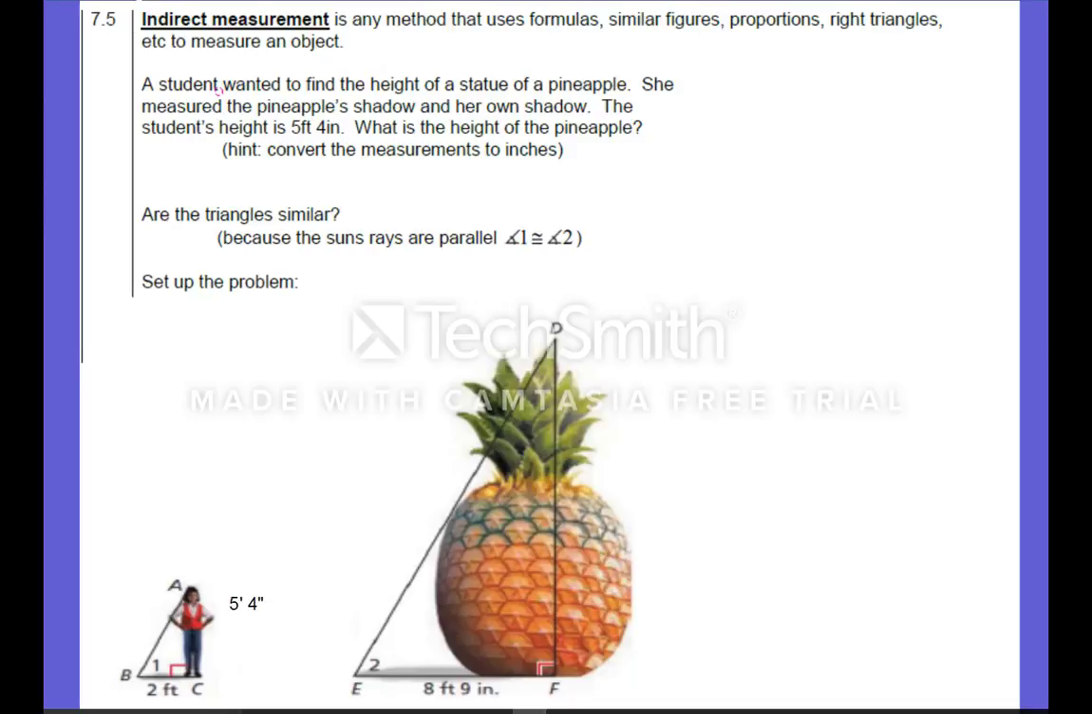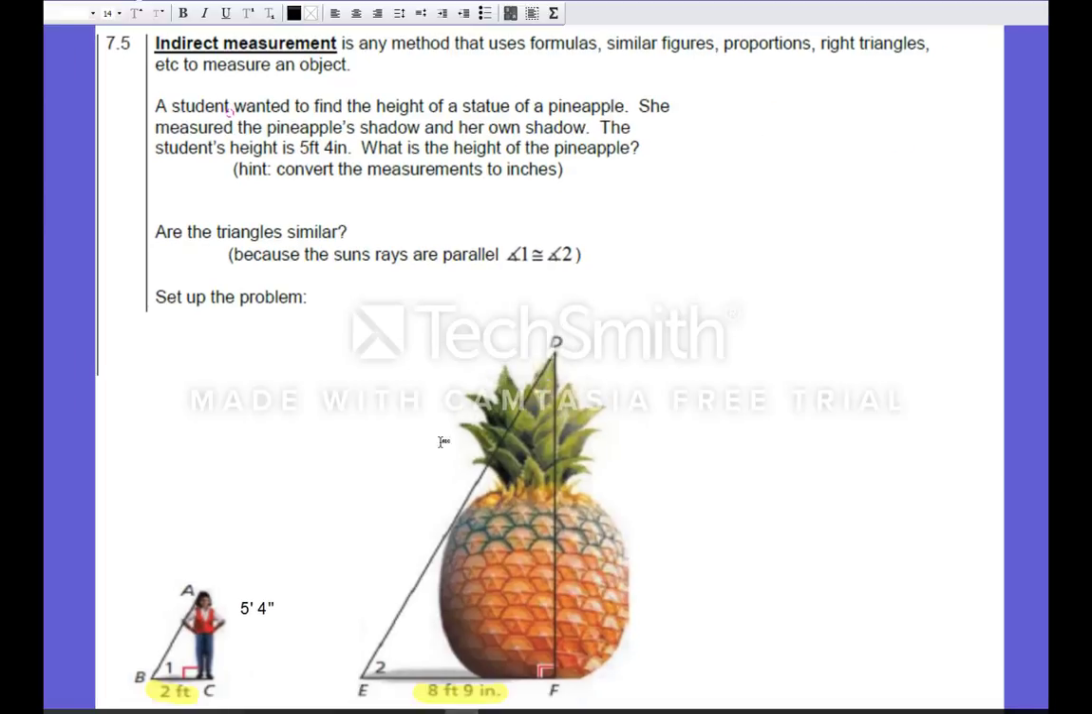So in this situation, we have a student who wanted to find the height of a statue of a pineapple. But she measured the pineapple shadow and she measured her own. So locating the center, she was able to create a right triangle and find from the center the length out, and we measured it at 8 feet 9 inches. She also measured her shadow, which is 2 feet. She knew her height was 5 feet 4 inches. So what is the height of the pineapple?